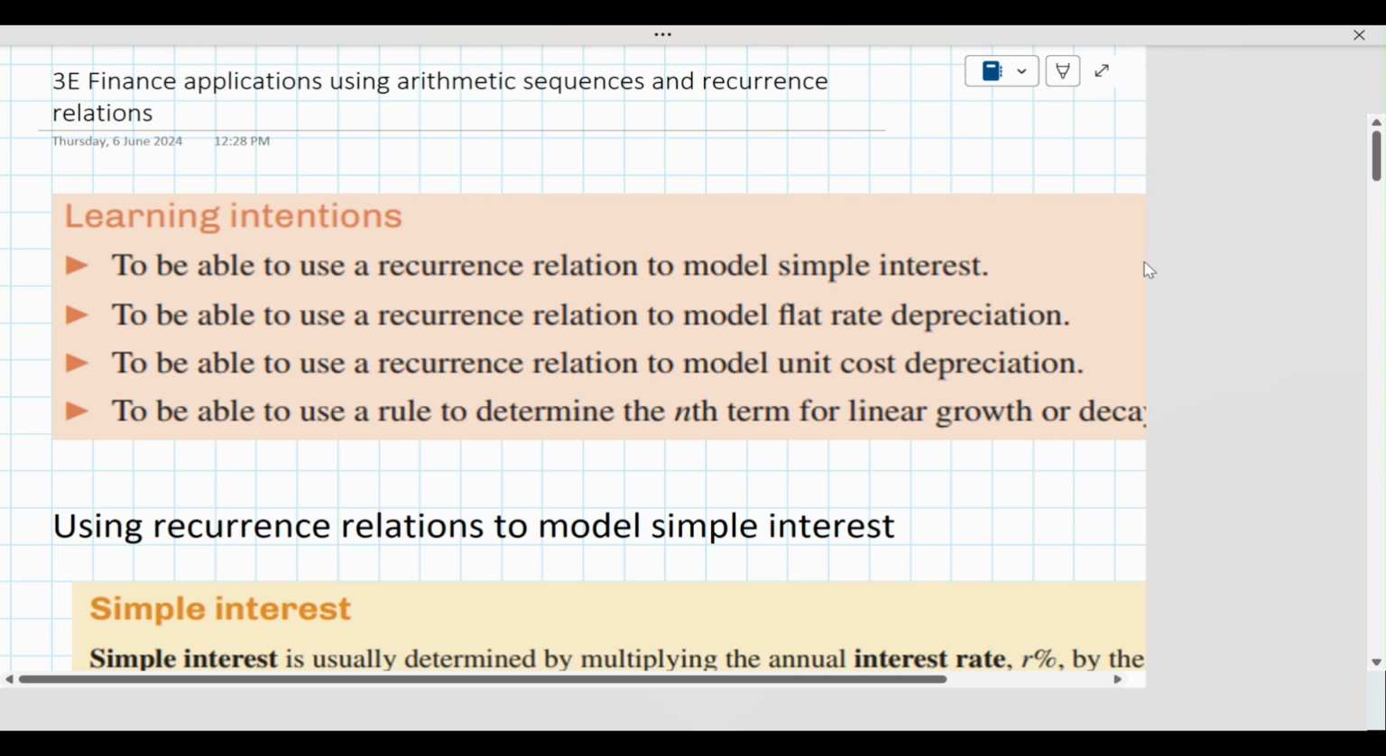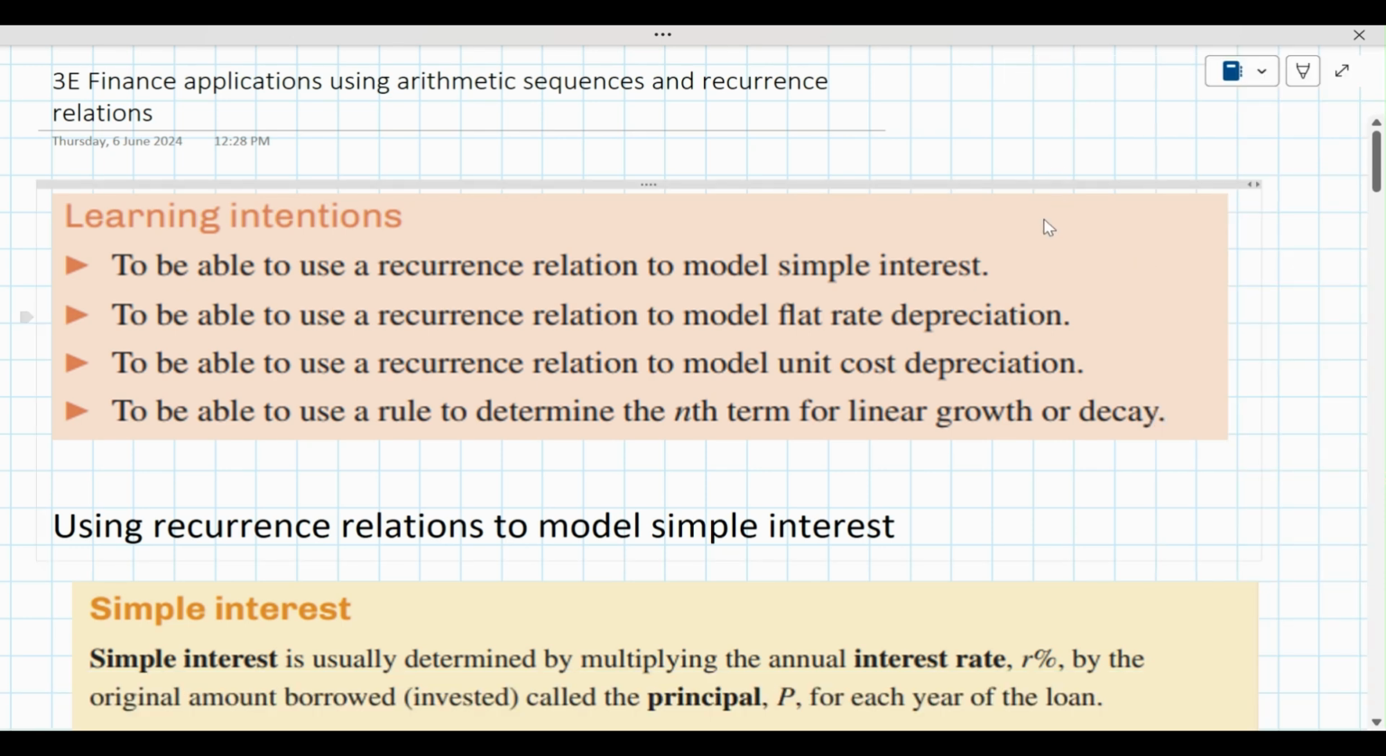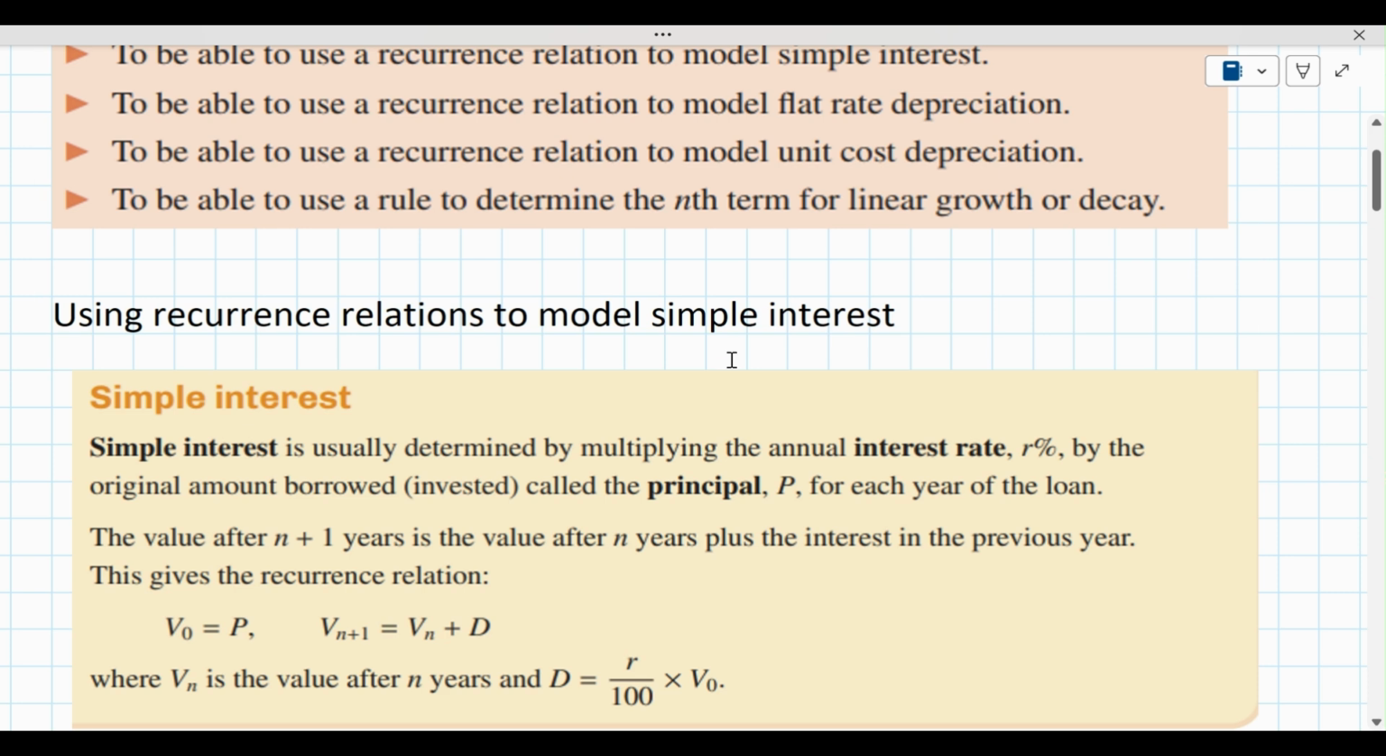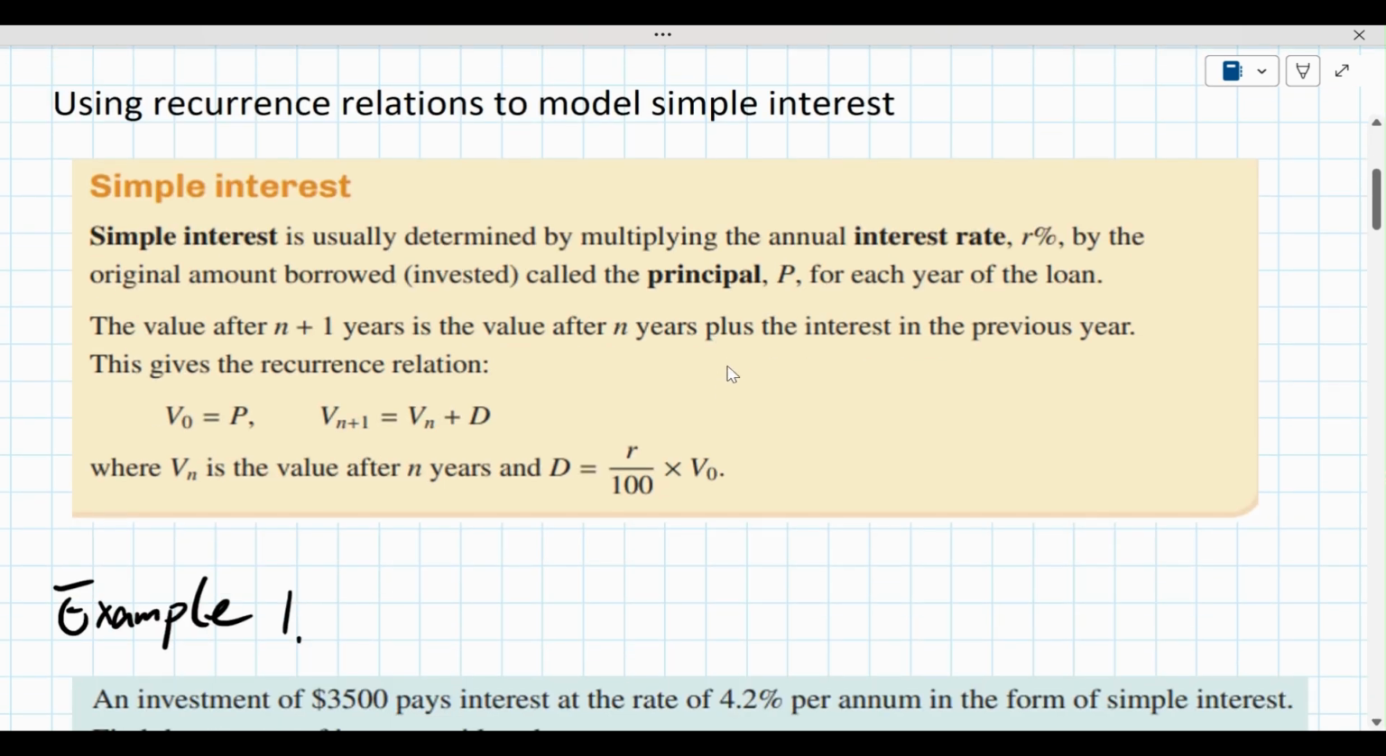Today we're going to talk about simple interest. We're using a recurrence relation to model simple interest first. Hopefully you still remember what a recurrence relation is from the previous videos. Simple interest is usually determined by multiplying the annual interest rate, R%, by the original amount borrowed or invested, which we call the principal, P.